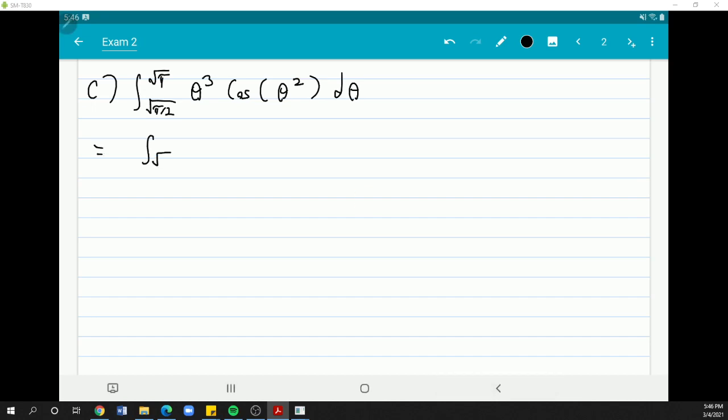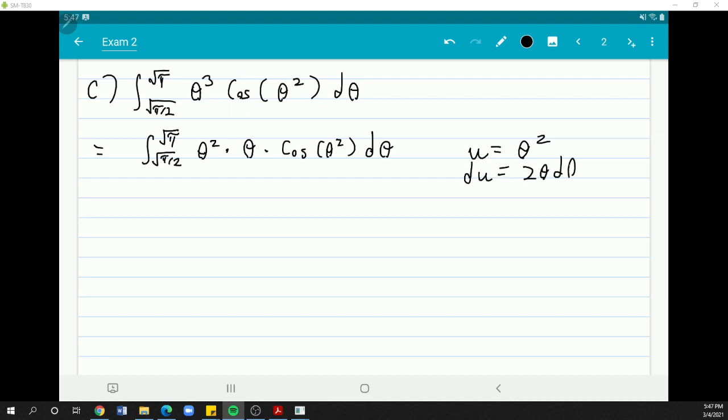You rewrite this as the integral from square root pi over 2 to root pi of theta cubed, theta squared times theta times cosine theta squared d theta. So again, not maybe immediately obvious why we would do this, but there's a good reason. I can now let u be equal to theta squared. Du would then be 2 theta d theta.